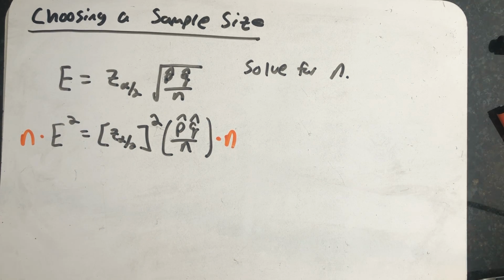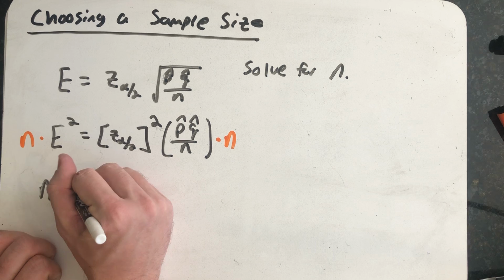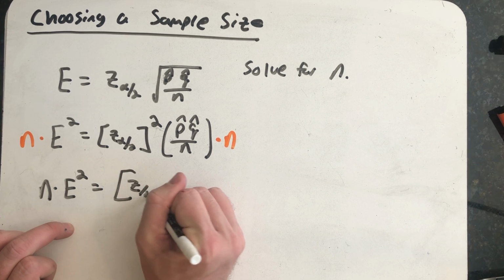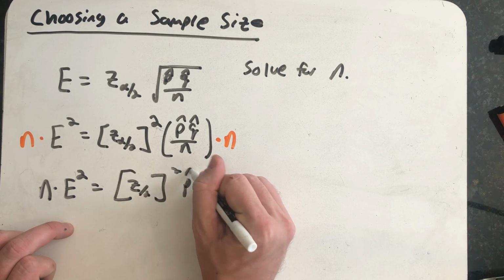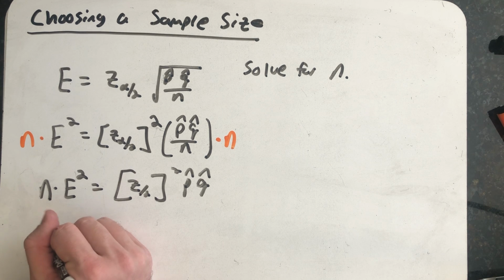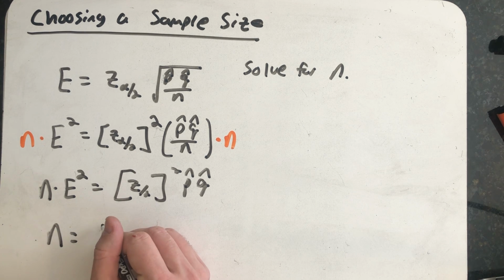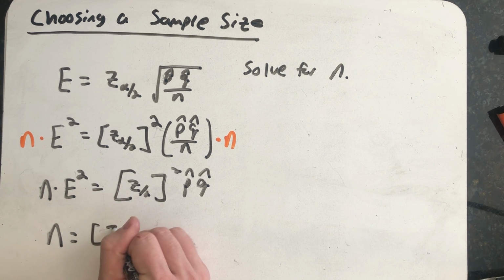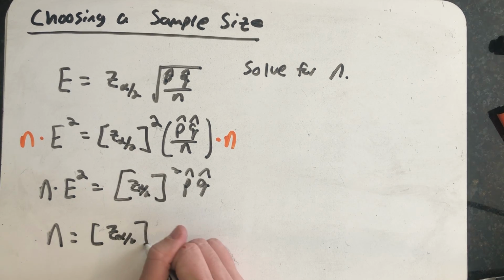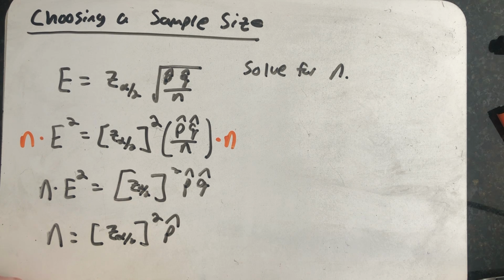That would give me n times e squared, so n times the margin of error squared, equals z sub alpha over 2 squared times p hat times q hat, because the n's cancel. And now I see that n is equal to z sub alpha over 2, my critical value, squared, times p hat times q hat, all over the margin of error squared.